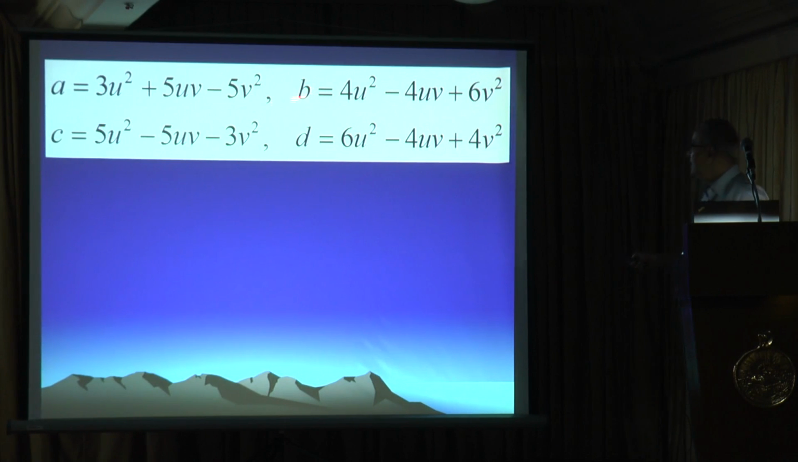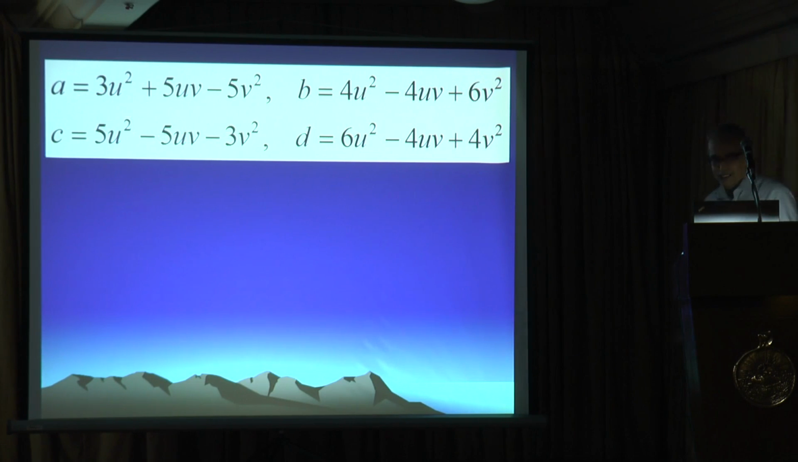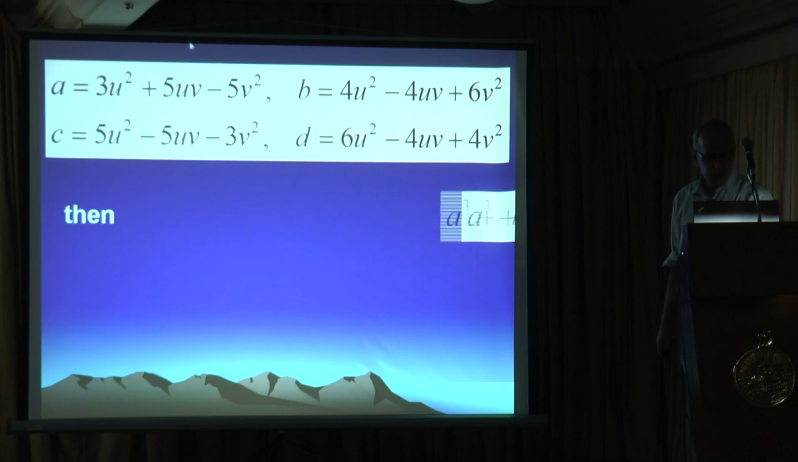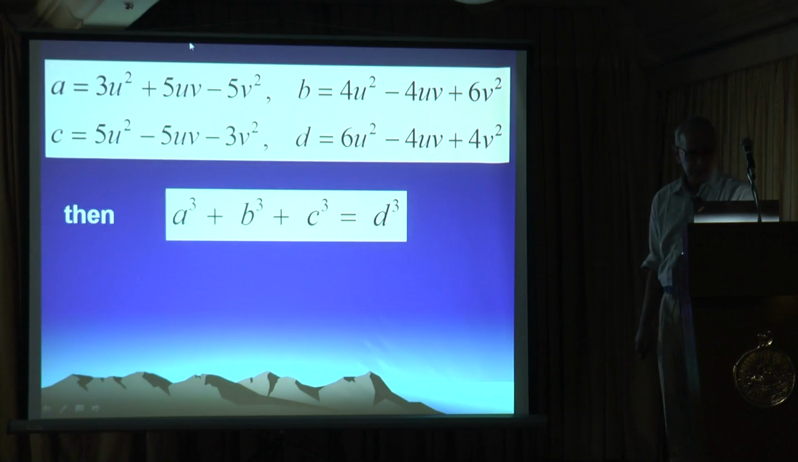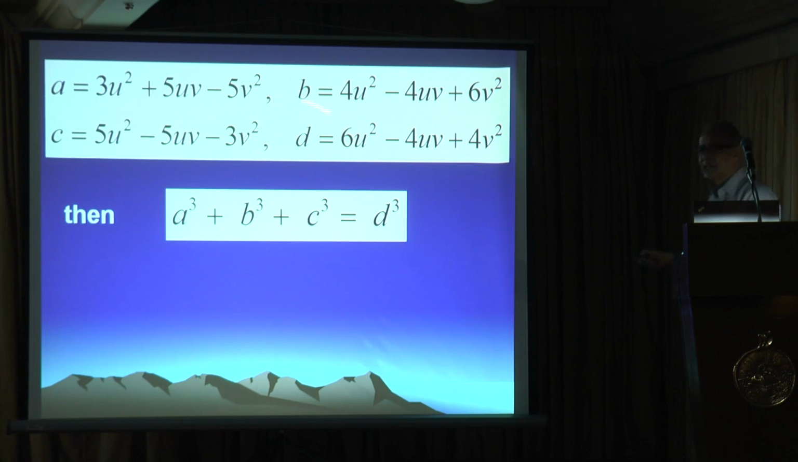A, B, C, D is expressed in terms of u and v, where u and v can be any integers, positive or negative. Then it will always be true that a cube plus b cube plus c cube will be d cube. I mean, obviously, without being a great genius, no one can think of such manipulations.